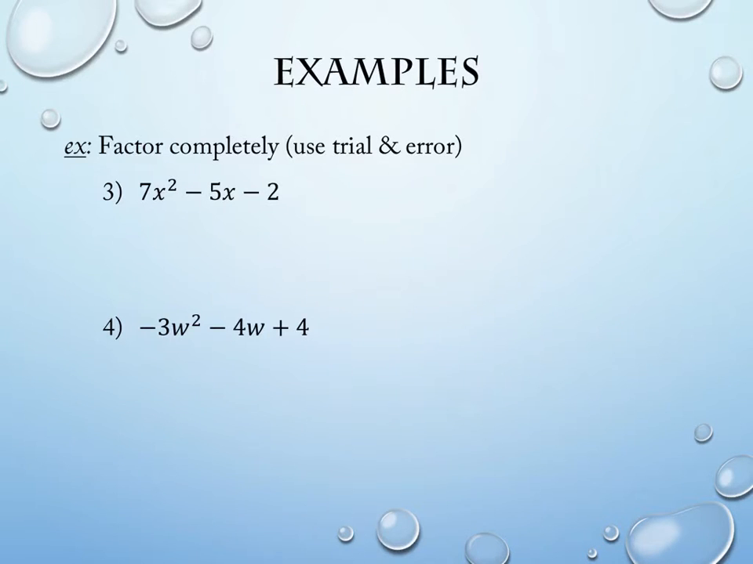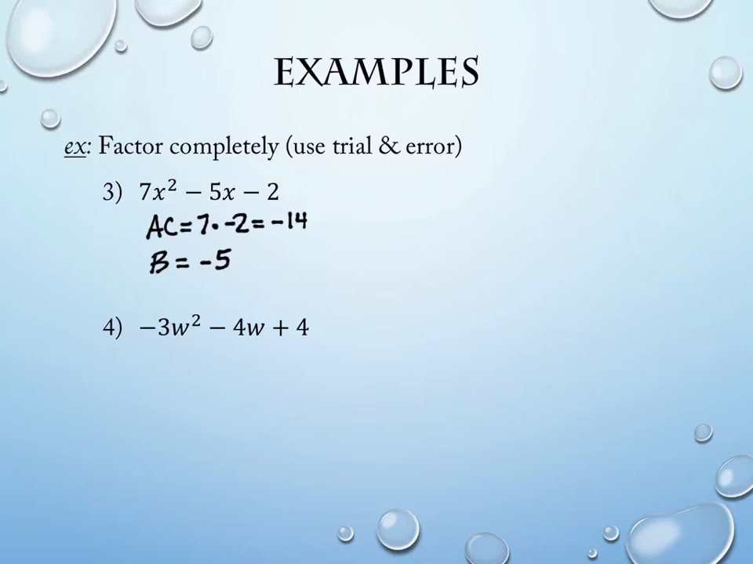So, nobody's vocally saying trial and error, so that's for me. I'm going to start with the AC method. A is what? 7. C is what? Negative 2, which gives me negative 14. It's actually a really friendly number because it doesn't have a lot of factors. What's B? Negative 5.